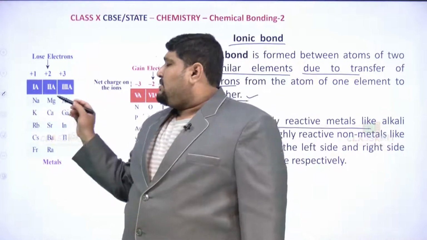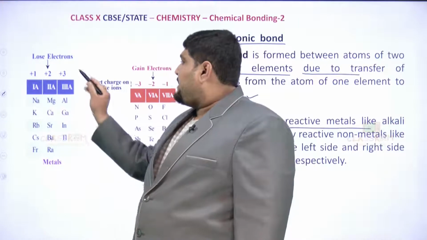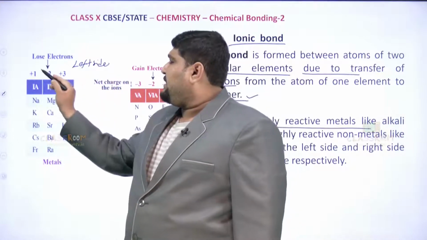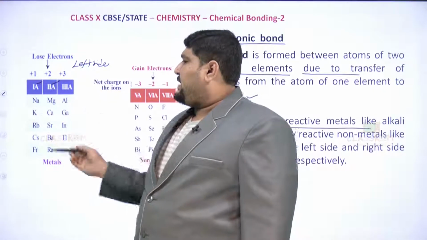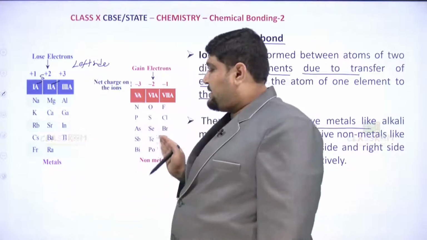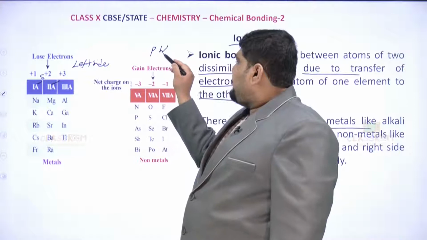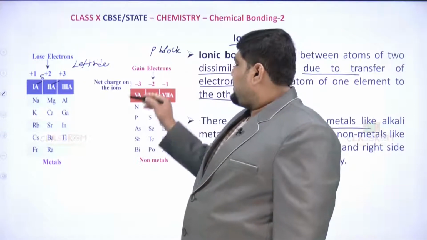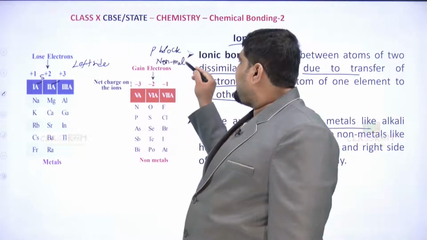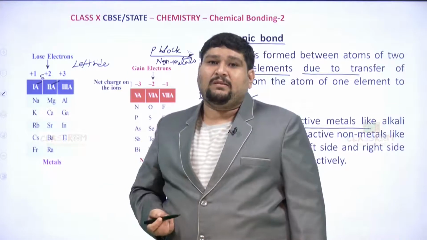As you move from left to right, on the left side of your periodic table you find groups 1A and 2A, which belong to the S block. As you move further to the right, you find your P block elements, which are basically the non-metals. That's the reason we say the P block elements are representative elements.